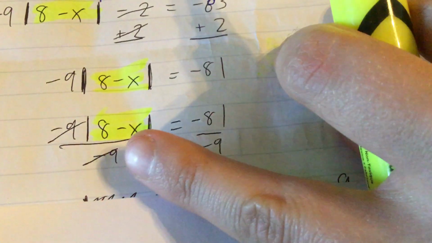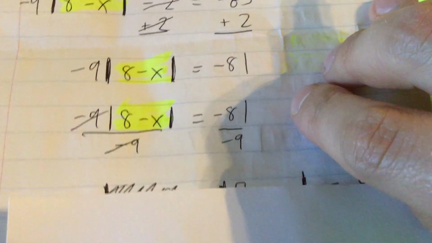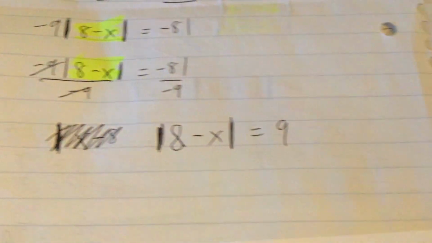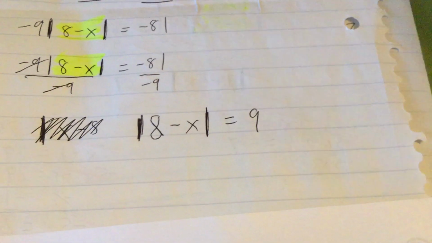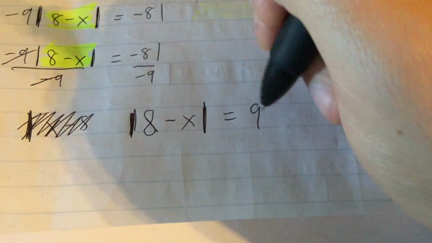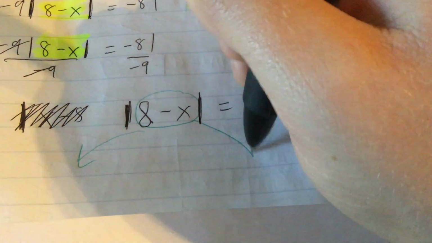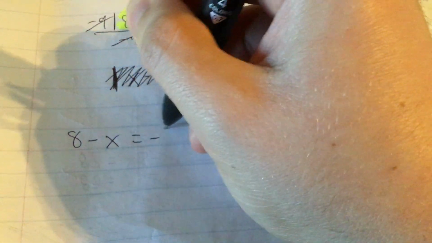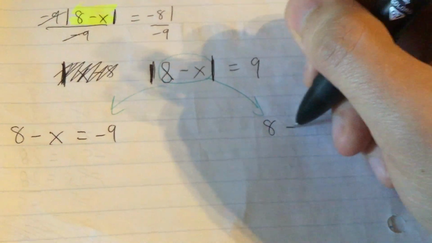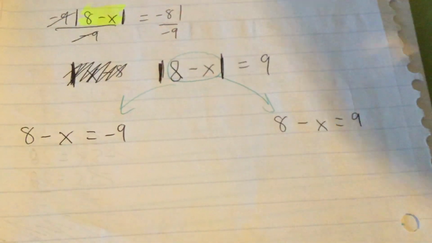After all, -9 cancels out with -9. -81 divided by -9 is +9. So now what do I need to do? This problem is in fact solvable. Because the bars equal a positive number, I'm going to split this into 2 separate equations. So now I've got 8 minus x is equal to -9, or 8 minus x is equal to +9.